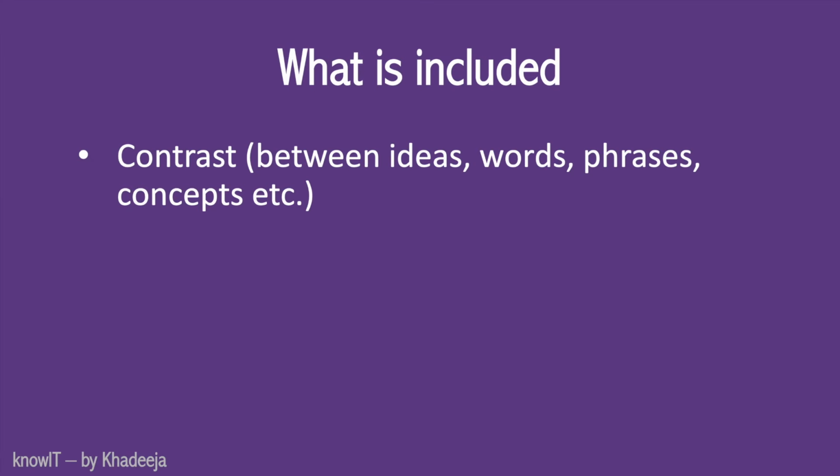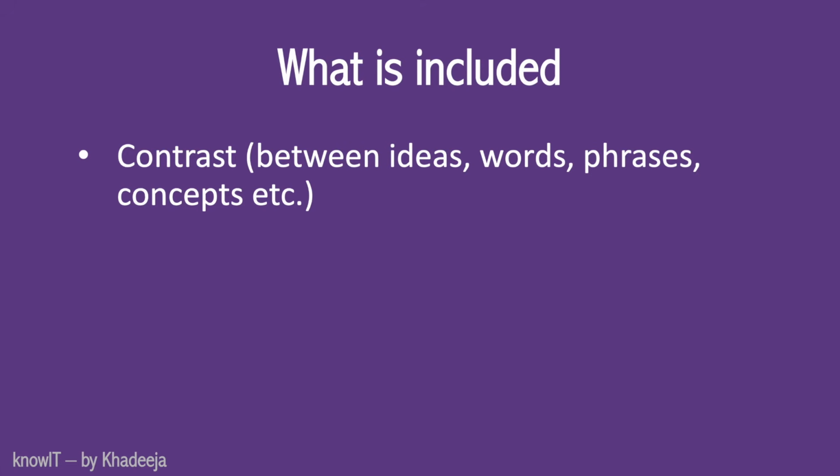So first of all, contrast between ideas, words, phrases, concepts, etc. So any type of contrast within a poem is considered part of structure. So if in the beginning of a poem it talks about a girl's childhood and then towards the end she grows up into an adult, this is a contrast between 2 different times of her life, how she was when she was young and how she was in her adulthood. Now if she was the same as a child and as an adult, there's not much of a contrast, but obviously there's going to be a change, and that change is a contrast between her 2 phases of life.